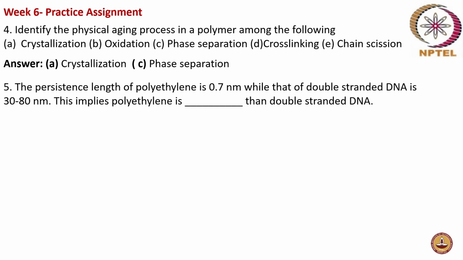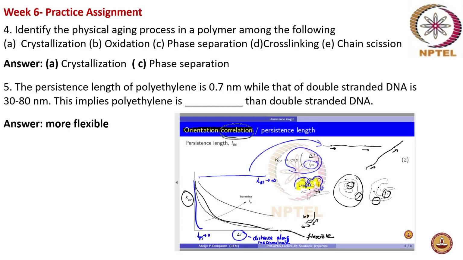Because its persistence length is lesser even than DNA. Yes, yes, yes. So polyethylene is more flexible than double stranded DNA. You can see there's a relation between the orientation correlation and the persistent length, right? As the persistent length is lower, there's a lesser orientation correlation. Whereas when the persistent length becomes infinity, the orientation correlation increases. That means the persistent length is of the order of contour length, so the rigidity is more. It becomes more rigid.